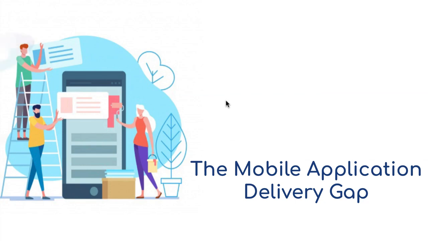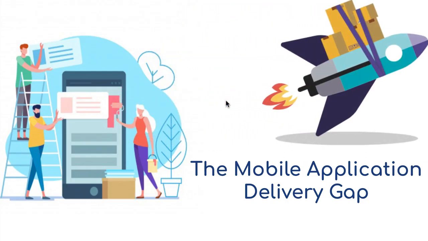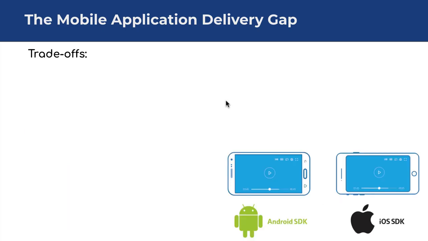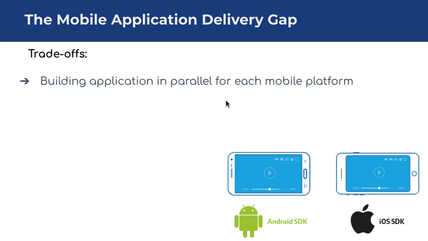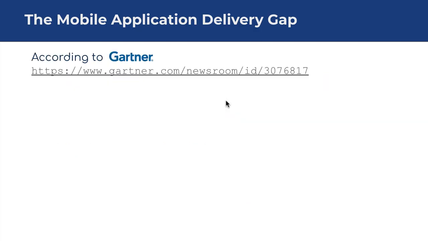Back in the early days of mobile, there was really only one way to give users the performance and features they expected. You had to use a native SDK. Of course, that comes with some trade-offs. A trade-off is a situation in which you balance two opposing qualities, like building in parallel for each mobile platform, hiring and retaining highly specialized and costly native developers, and managing multiple code bases.